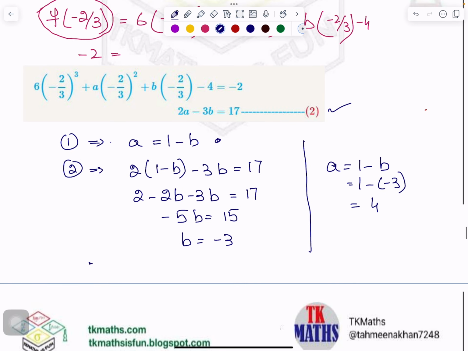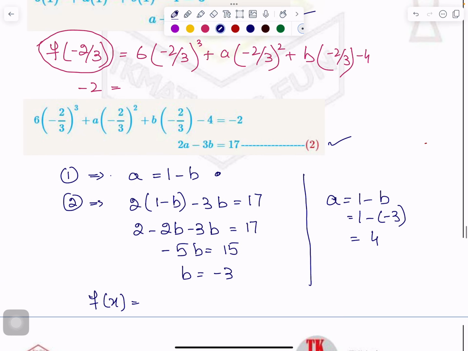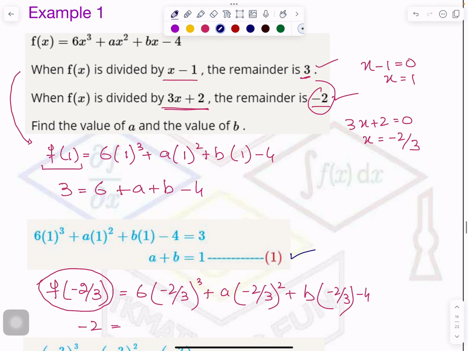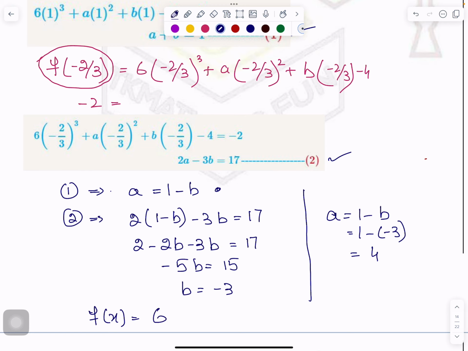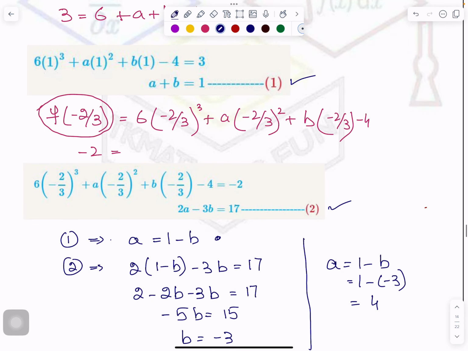And in the last step, it is better that you write out the polynomial again. If you don't do it, it's fine, but this is just one suggestion, that you always write down the final answer. 4x squared.